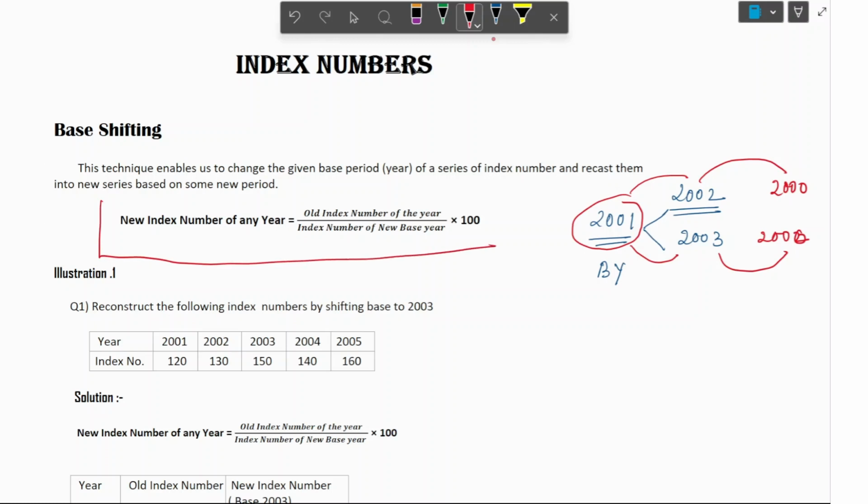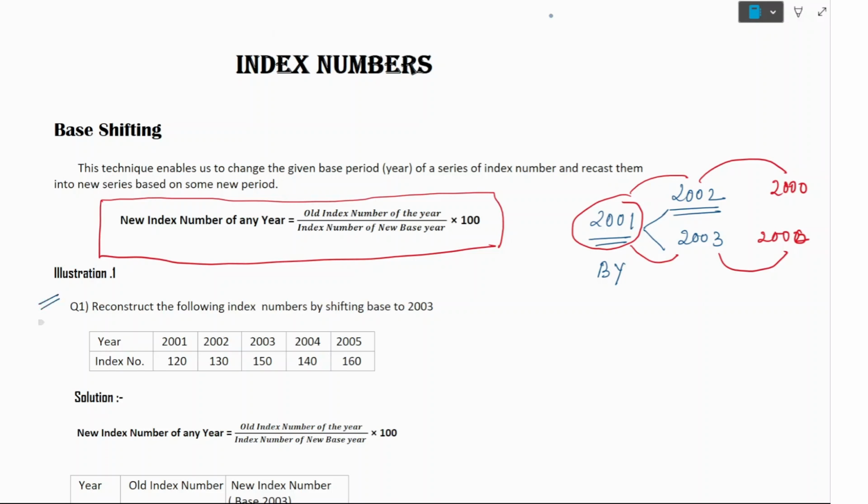Now see here, it's really very easy. New index number of any year is equal to old index number of that year divided by index number of new base year, into 100. Now we will solve the question, then you will get more idea of how to change the base period. Now take the first example.